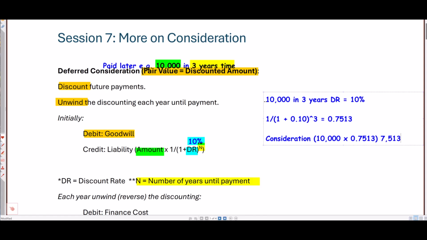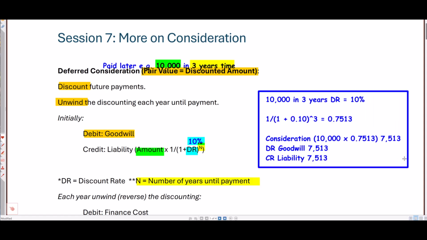which is 7,513. What would we do with that? We're going to debit goodwill 7,513, and we're going to credit a liability with 7,513. So that's step 1. We calculated the discounted value of the amount that we're given, which is the amount times 1 over 1 plus the discount rate to the power of the number of years.